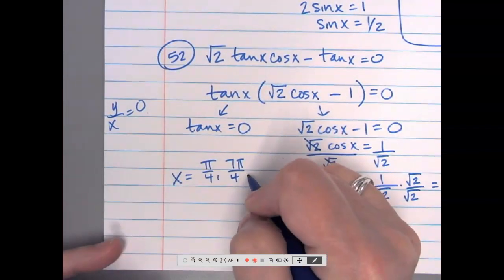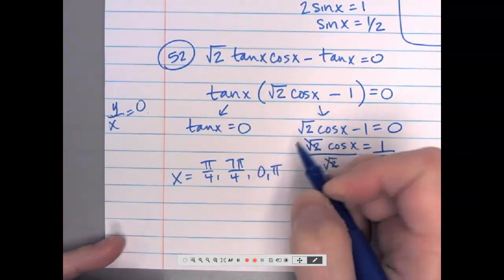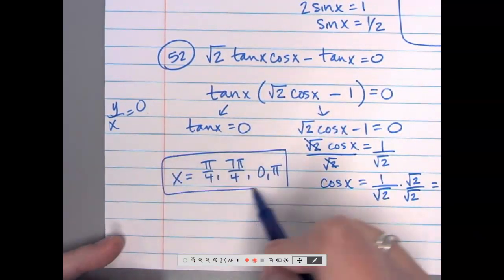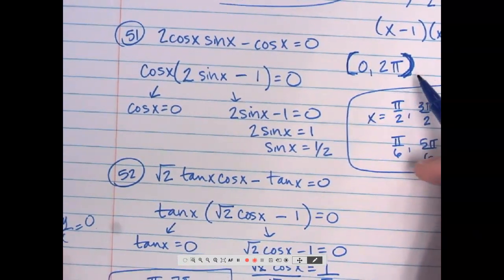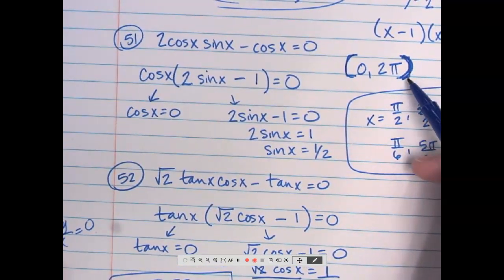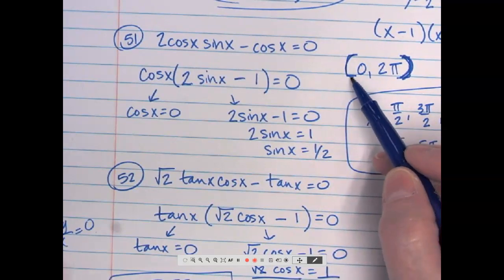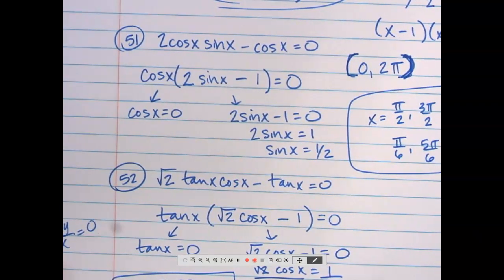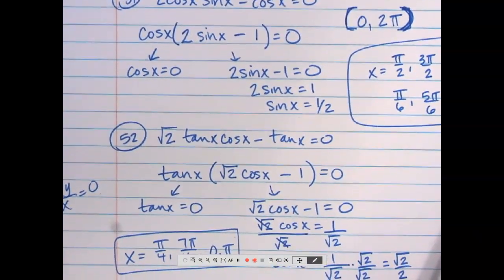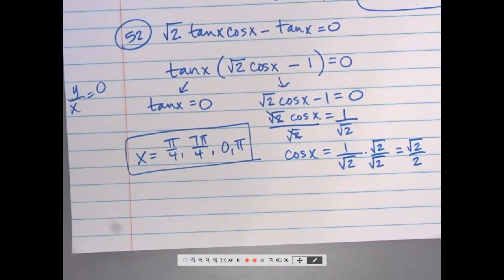So I'm going to add to my list 0 and pi. I don't include 2 pi because we have the parentheses on 2 pi, bracket on 0. So I call it 0, I don't call it 2 pi. So those are my 4 answers.